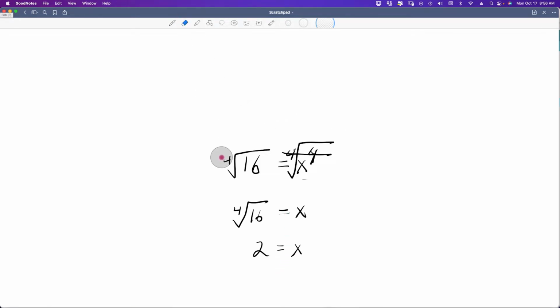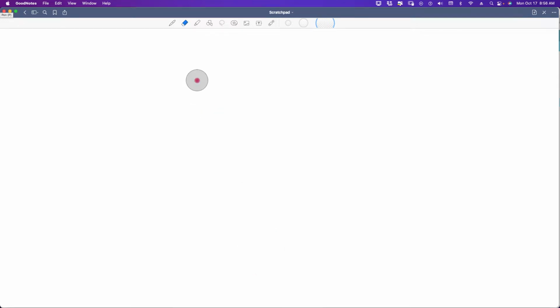So I hope I haven't completely confused you. All you really need to remember is that the inverse operation to exponents is roots.